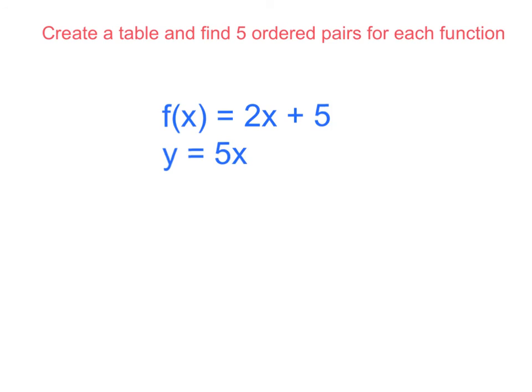For your practice problems, I would like you to create a table for each of the 2 functions listed and find 5 ordered pairs for each function. Then graph them.